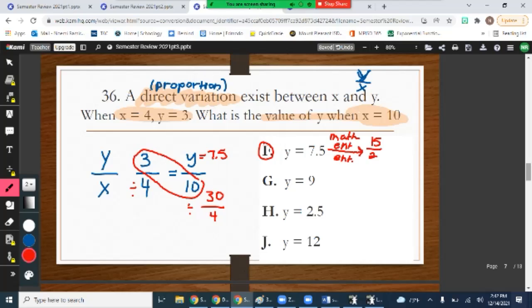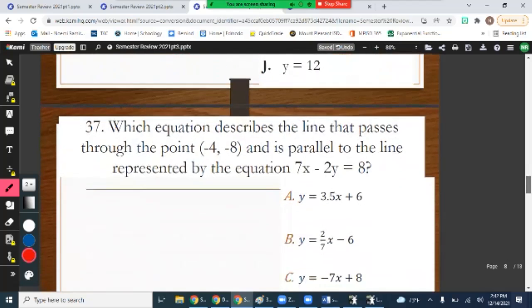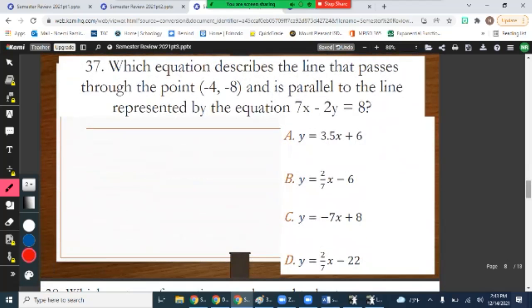Ready? 37. 15 over 2. 37. You have a keyword. What is that keyword? What do we know about parallel lines? Same slope. If you're talking about equations, you should be thinking same slope. If you're thinking graphs, you should be thinking they don't touch. Okay? Same slope, because I've had like maybe 3 out of 5 classes that have shouted it out. They don't touch. That's true, but not for an equation.